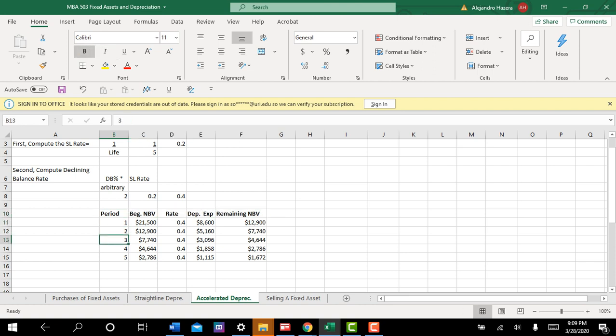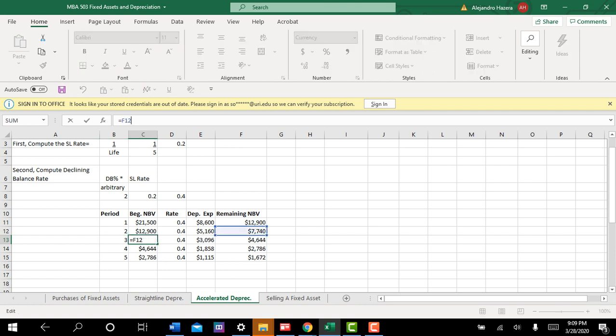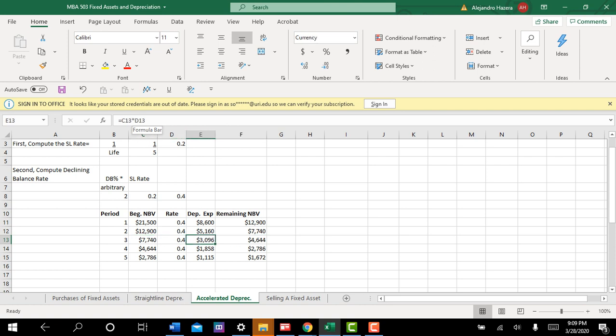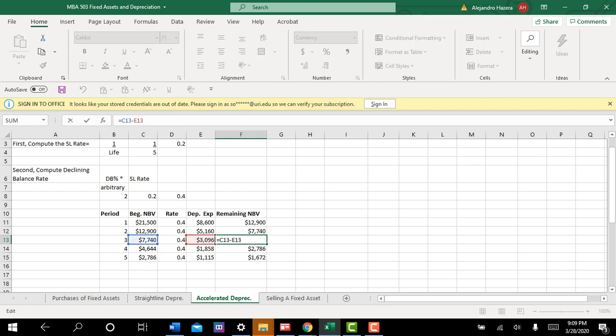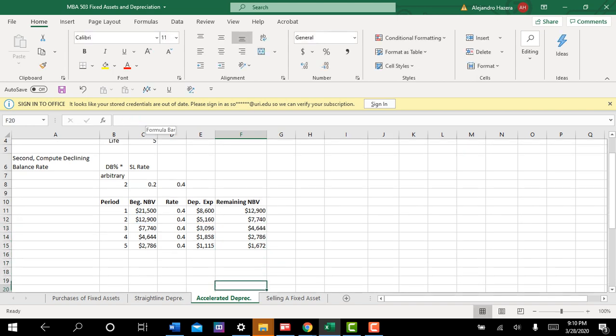And let's just review. Your net book value is always brought down. That holds true for all these years. I'm using year 3 here. Your depreciation expense is always your beginning net book value multiplied by your depreciation rate, and your remaining net book value is always the beginning net book value less your depreciation expense. And that will hold true for any one of these years.